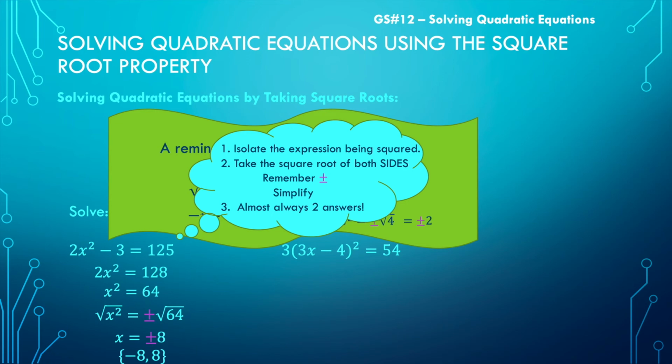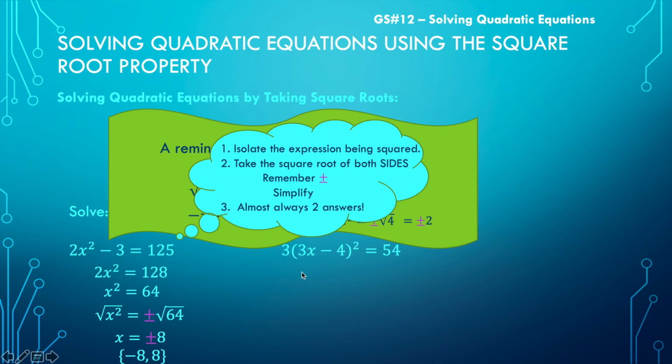All right, in this second example, think for a second of what is being squared. And if you said the 4, you'd be incorrect. Well, actually, we want the entire expression here, 3x minus 4. That whole thing is in parentheses and being squared. So this is what we want to isolate.